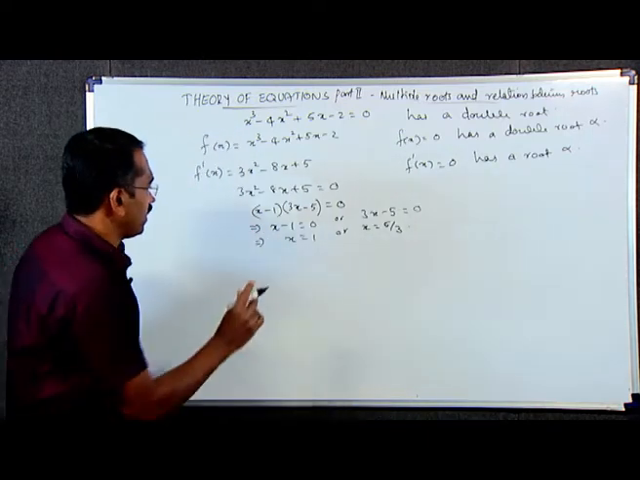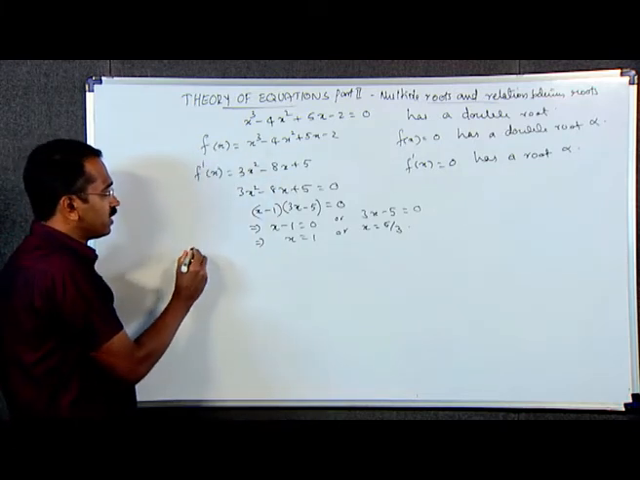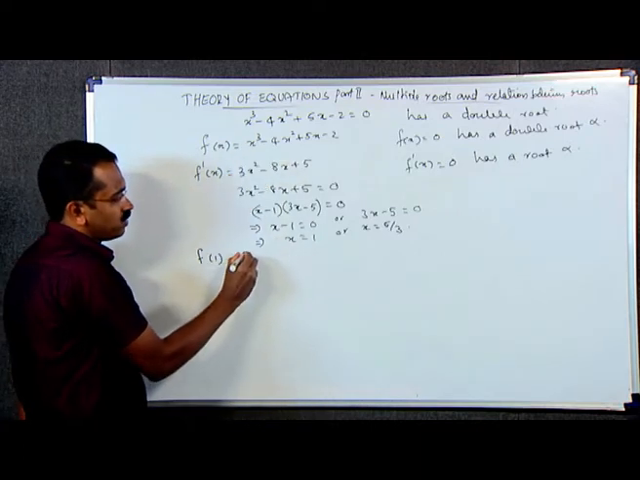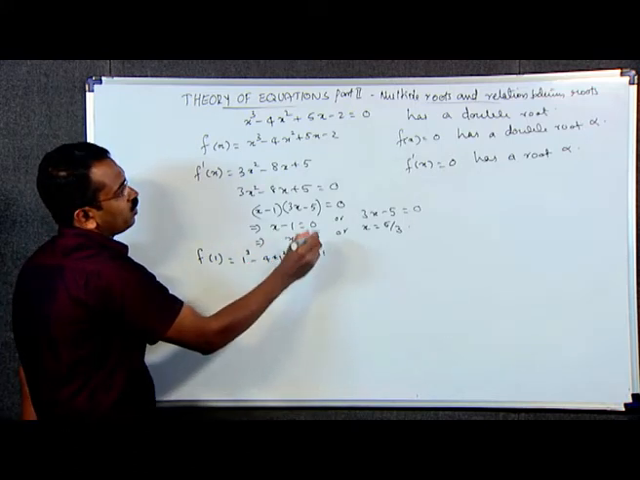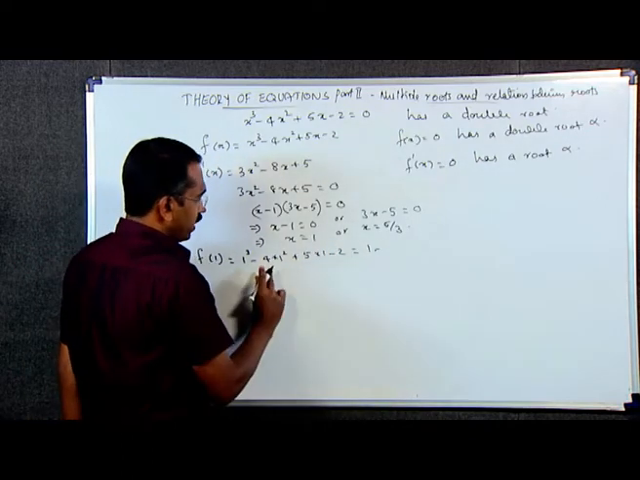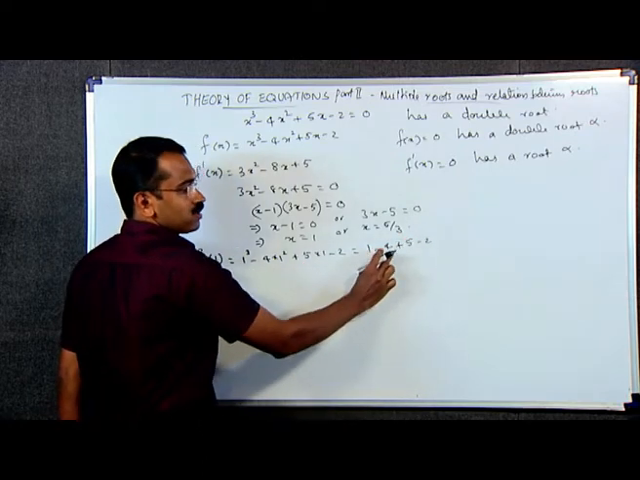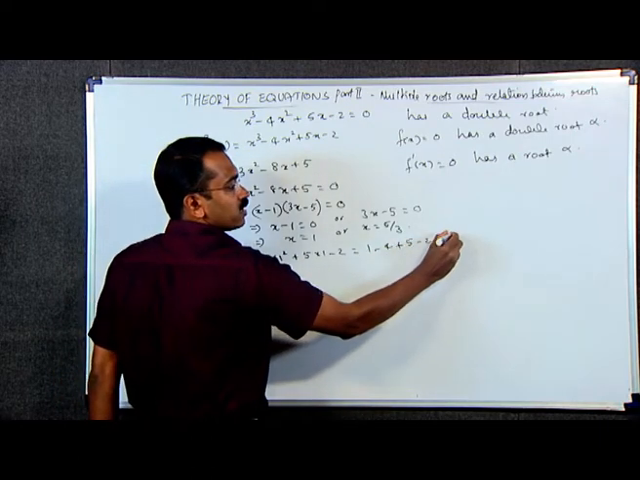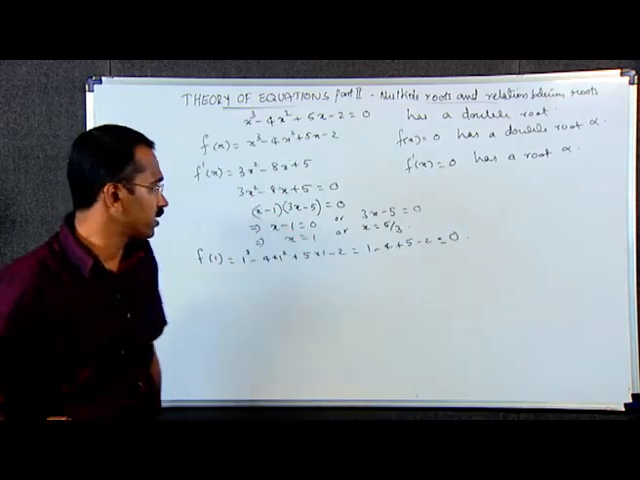Now, we take x is equal to 1 and substituting in this function, we will get f of 1 is equal to 1 cube, that is 1, minus 4 into 1 square plus 5 into 1 minus 2. This equal to 1 minus 4 plus 5 minus 2, that is minus 3 plus 5 minus 2, that is 2 minus 2, which is equal to 0. Therefore, x is equal to 1 is a double root.